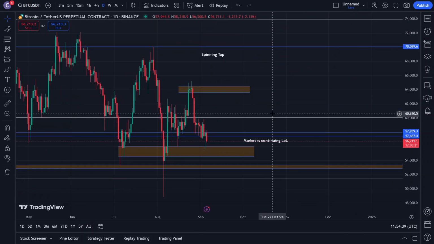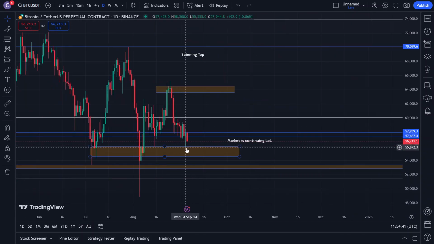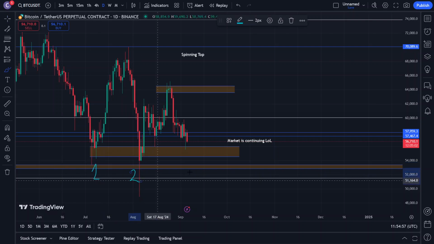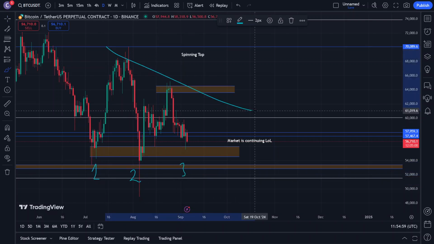So right here, let me explain one major thing. The market will make its way all the way up to your supply area again. After reaching the supply area, there's a good chance that Bitcoin will go up again. Why? Because this is your first touch, second touch, third touch, but make sure the market is down again.